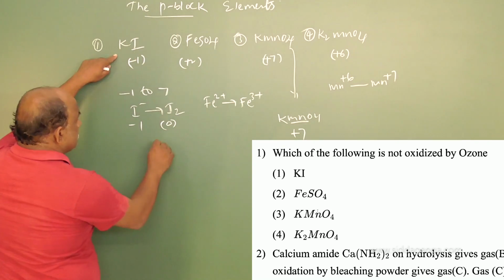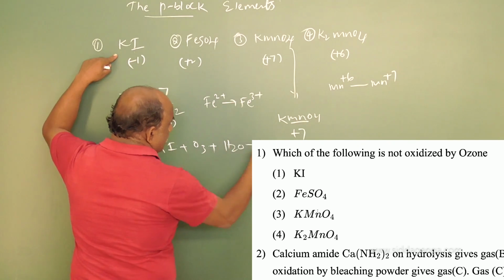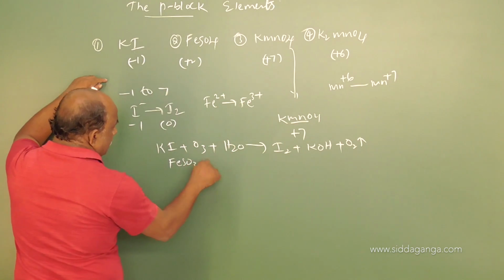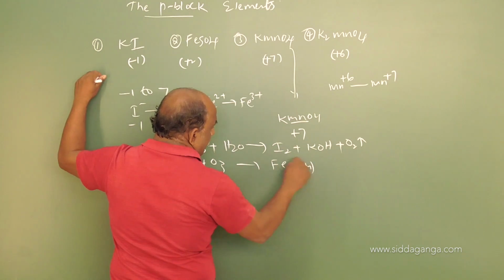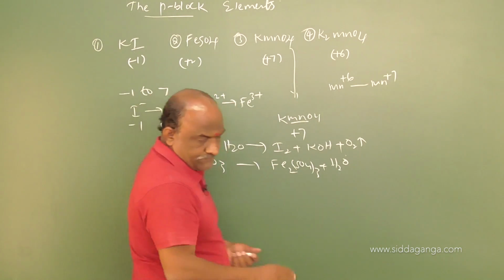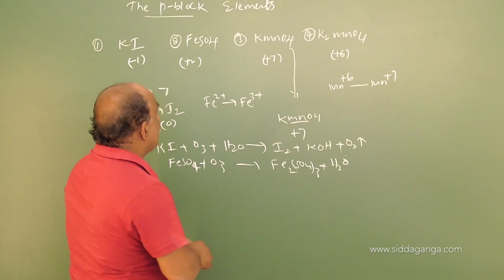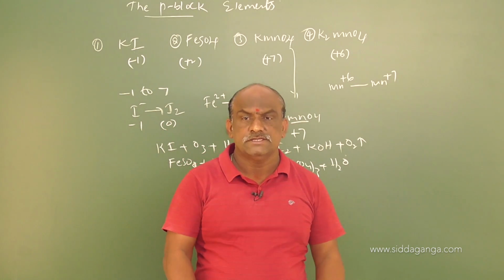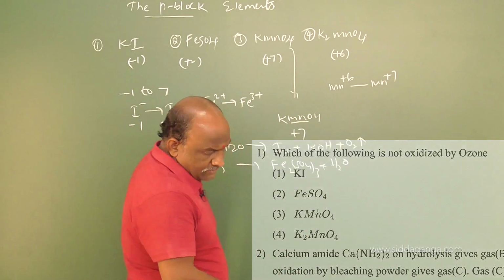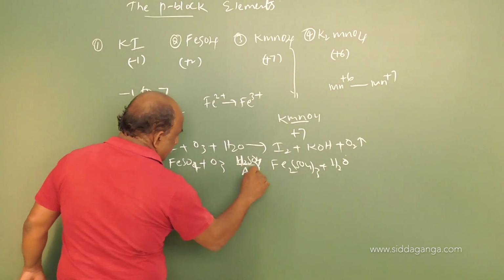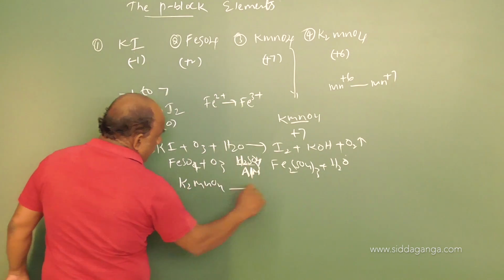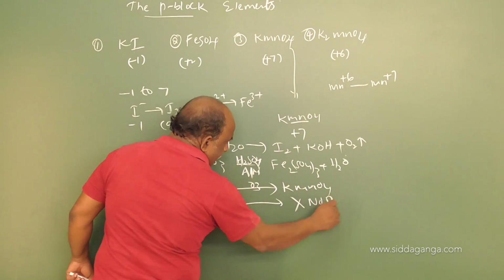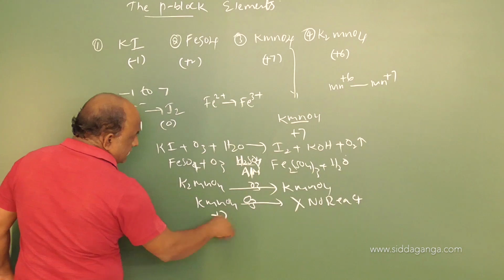Due to this, the reactions are: KI plus O3 plus H2O gives I2 plus KOH plus O2. This is the first equation. And FeSO4 plus O3 gives Fe2(SO4)3 plus H2O. And the third one cannot be further oxidized. Why? Because the manganese oxidation state is +7. And the fourth one, K2MnO4 oxidizes to KMnO4. This reaction takes place in acid medium. Equation number 4, K2MnO4 oxidizes to KMnO4 with ozone. But equation number 3, KMnO4, no reaction. Why no reaction? Because the oxidation state of manganese is +7.